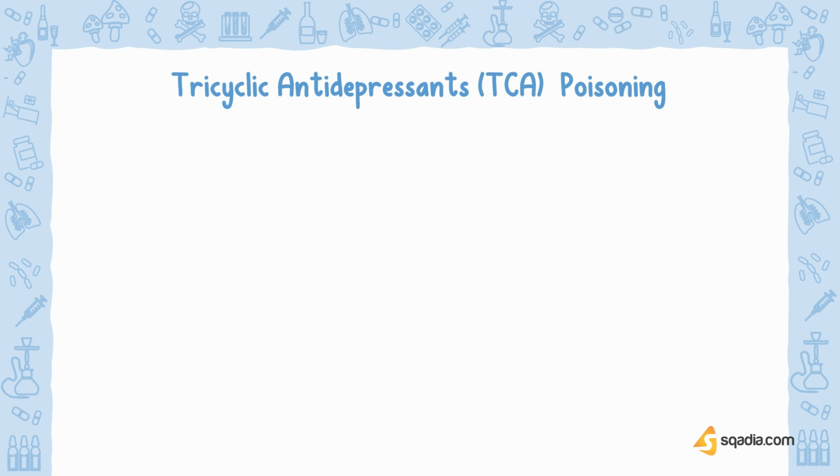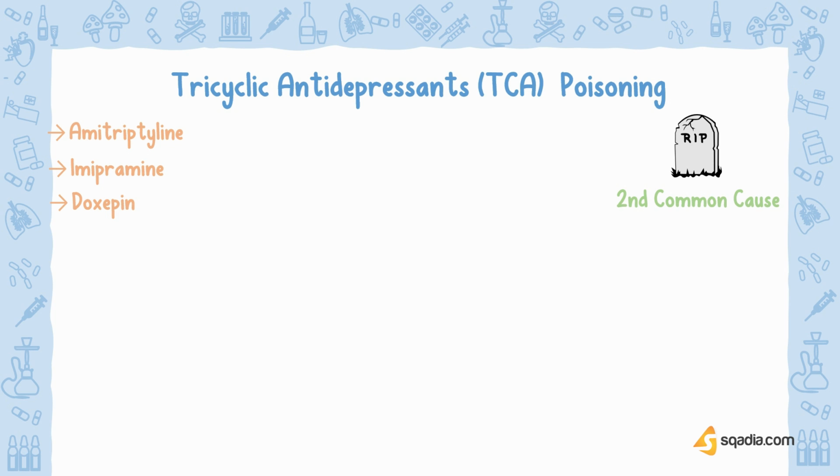Next comes the tricyclic antidepressants, or TCAs for short. TCAs include drugs like amitriptyline, imipramine, and doxepin. These are highly toxic in overdose and are the 2nd most common cause of overdose deaths. But what happens during TCA overdose?